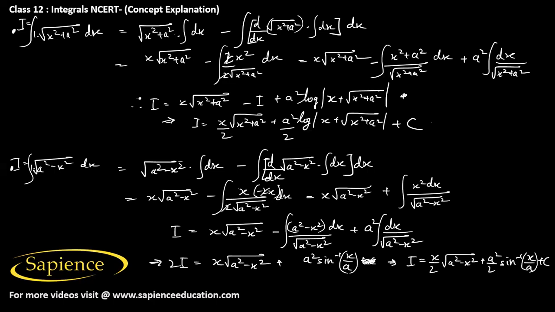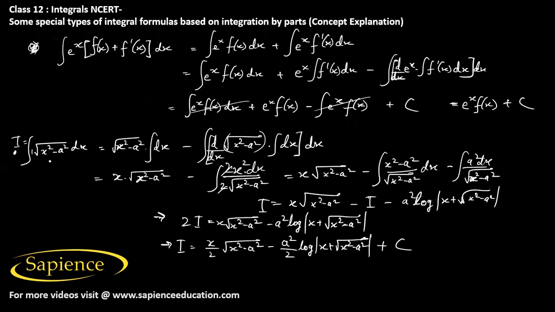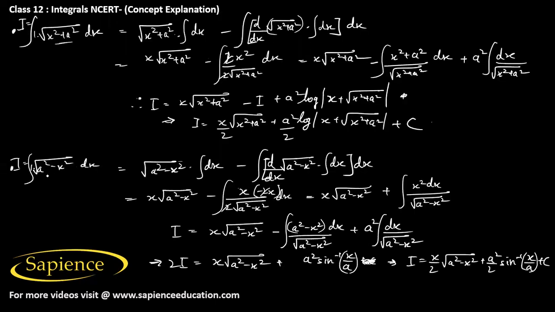So here actually the thing is that instead of x square plus a square or x square minus a square or a square minus x square, we can be asked to integrate the square root of some quadratic function. It means it can be asked to integrate like this, say integral square root of ax square plus bx plus c dx. Then how to integrate this?